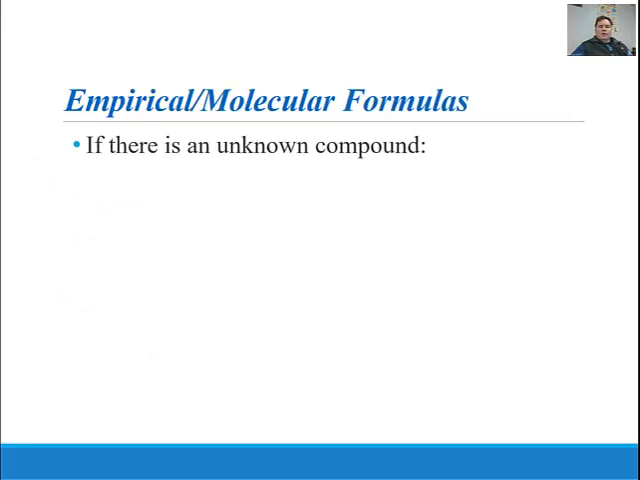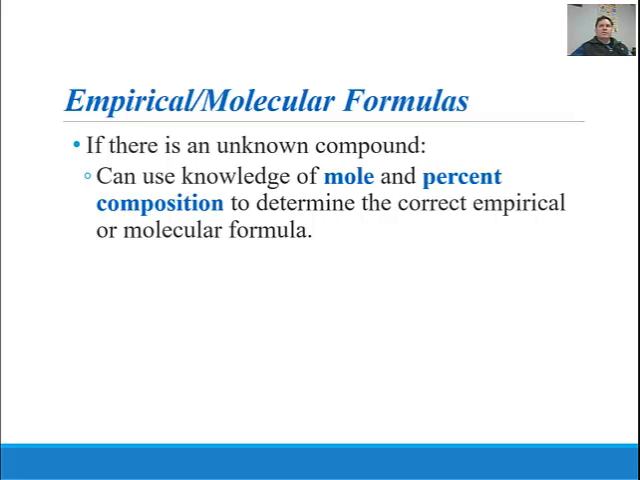So if we have an unknown compound, what we can use is our knowledge of the mole, which we've already talked about, and percent composition to determine the correct empirical formula. And once we know the empirical formula, then we can calculate the molecular formula based off that if we have a little data.